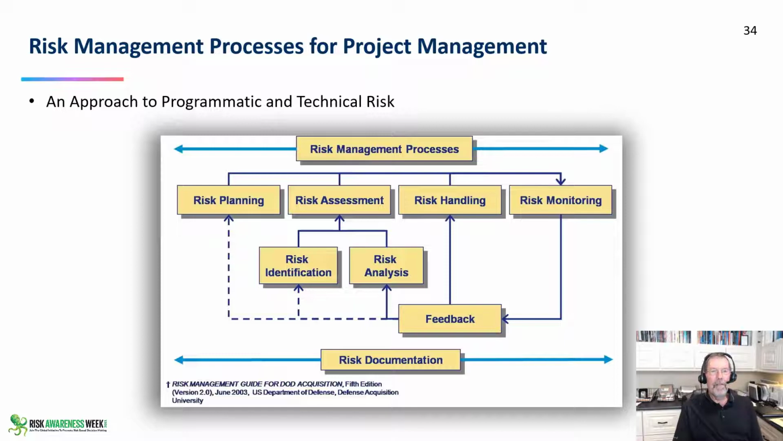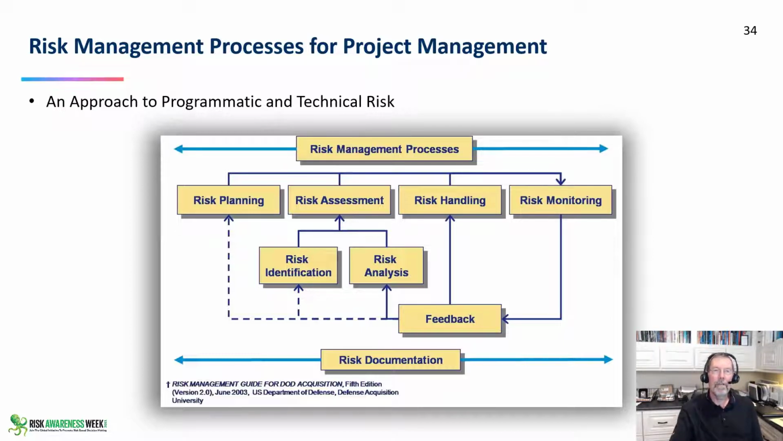And then here is a formal process that we use in our U.S. Department of Defense acquisition of all of the activities that go into our risk management process. We got to have a plan. We got to assess the plan. We got to have handling strategies. We got to have monitoring. We got to identify them. We got to analyze them. It's a closed loop feedback system, and we got to have documentation at all times.